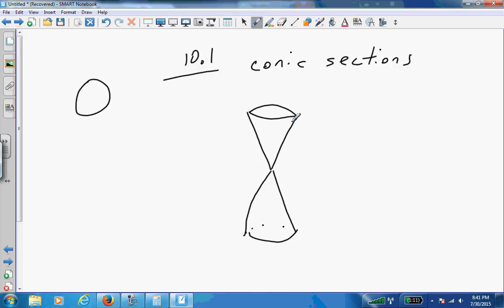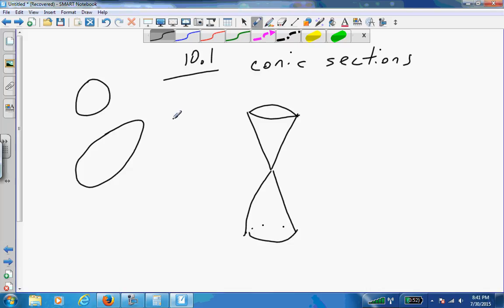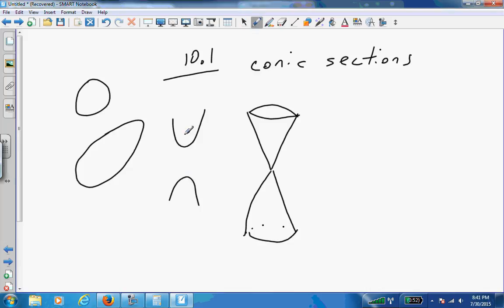If you were to slice that cone at a diagonal, you would end up with something more elliptical, depending on how steep that slice was. If you sliced it through here, we would get a hyperbola. If we slice the cone on the edge, we can get parabolas. We can get lines. If we slice it right through the middle, we can even get a single point. So all of these are considered conic sections.